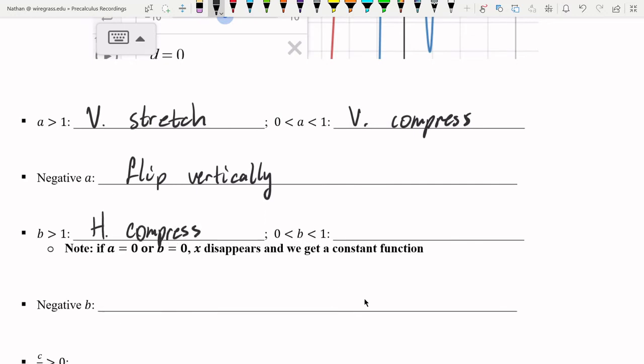compress. Between 0 and 1, it's going to be a horizontal stretch. And of course, negative b is a flip horizontally.